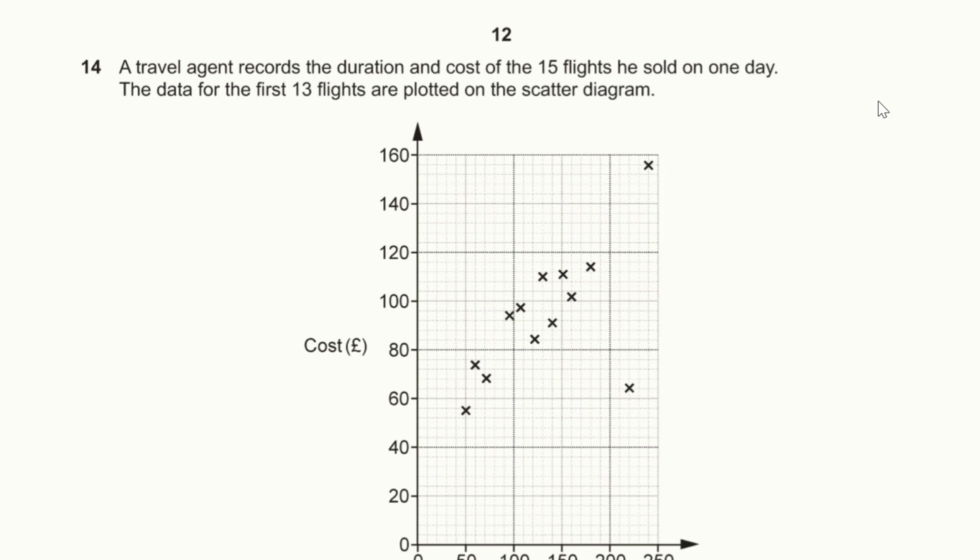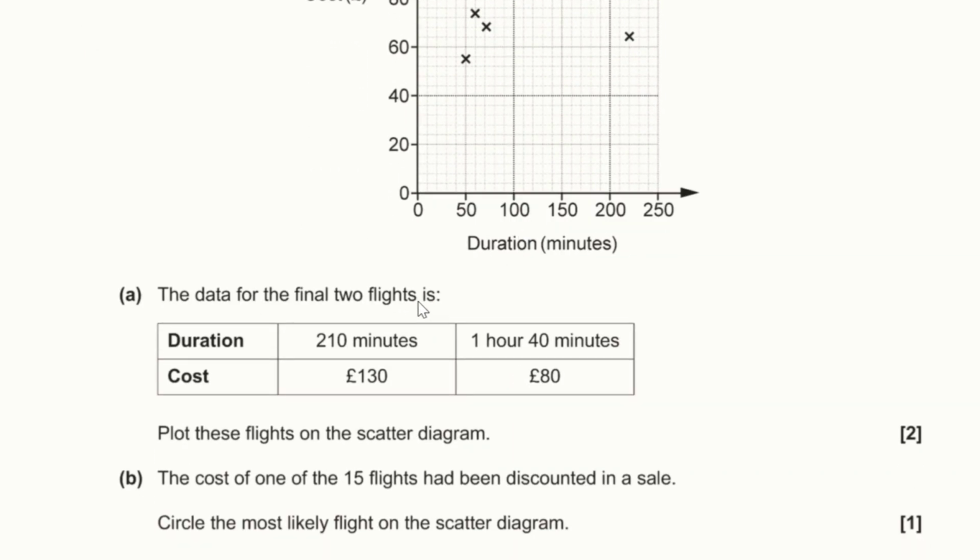Question number 14. A travel agent records the duration and cost of the 15 flights he sold on Monday. The data for the first 13 flights are plotted on this scatter diagram. The data for the final 2 flights is 210 minutes, the cost is £130, and 1 hour 40 minutes, cost is £80. We have to plot these on a scatter diagram.